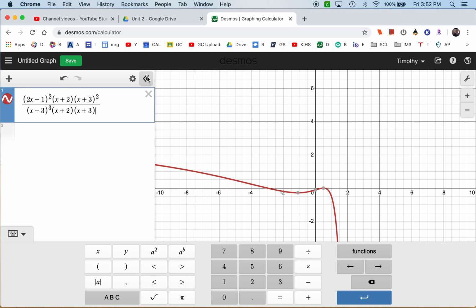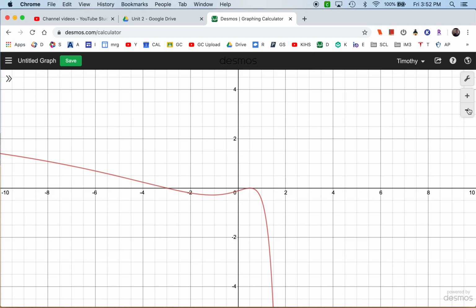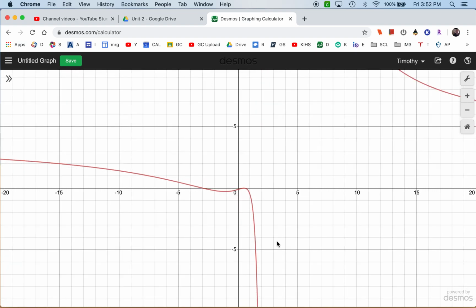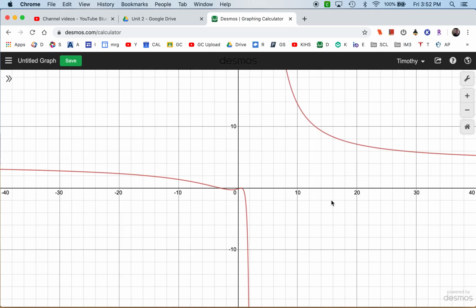So I want you to look at the graph. I'm going to zoom out just a little bit so you can see what's happening here. So notice on my graph, it does get to 4, and you can see the upper part. There's a horizontal asymptote at y equals 4. So the right and the left are going to 4.